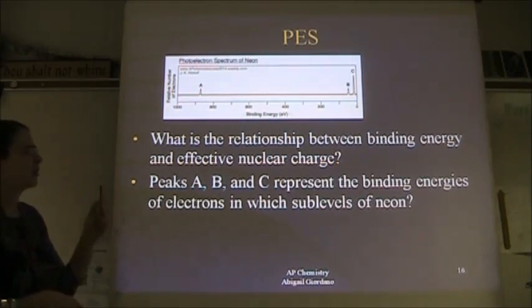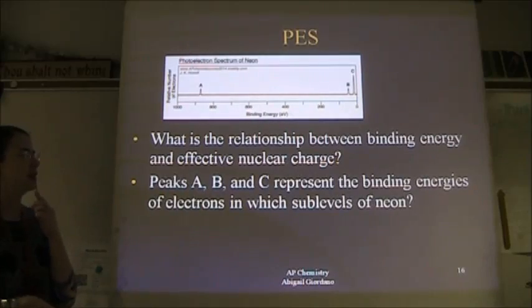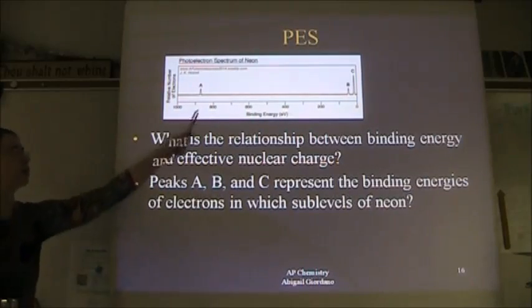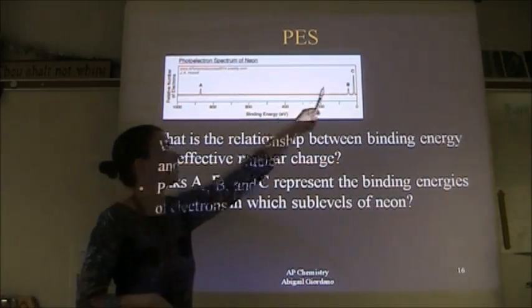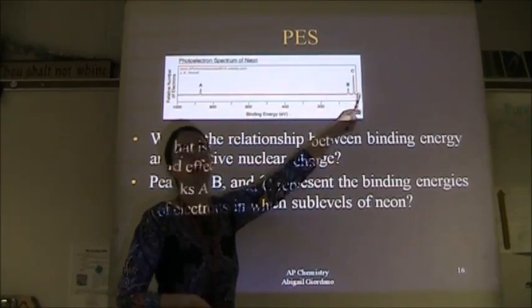What were these peaks again? Peak A represented electrons in which sublevel? 1s. 1s. 2s. Okay.